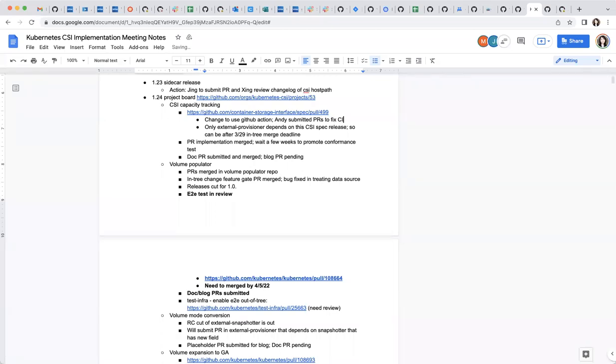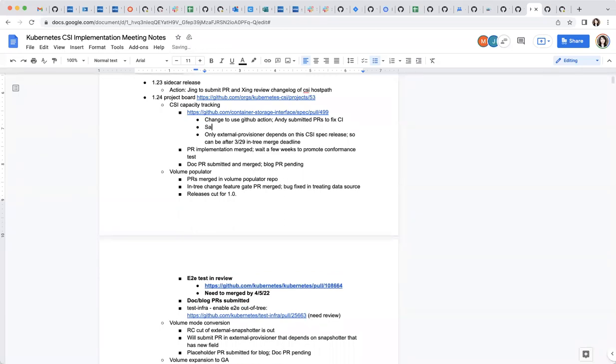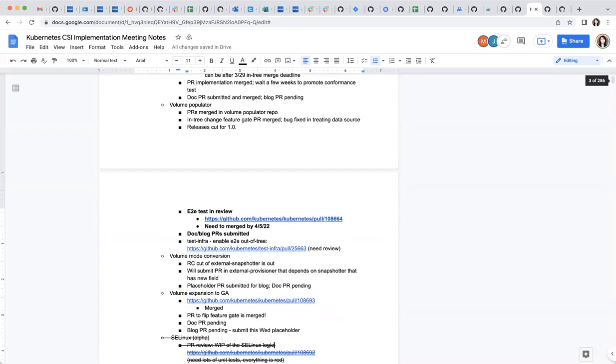So SAD is going to cut a release soon. And then I know there are still work in progress PRs on external provisioner. So that's this one. And then volume mode conversion. Yeah, the synthesis is out of tree, so we are fine. So it's still work is going on.